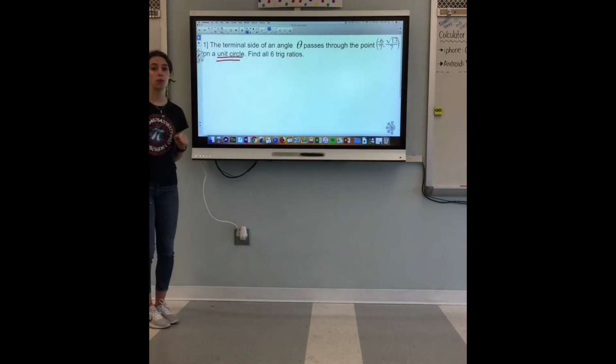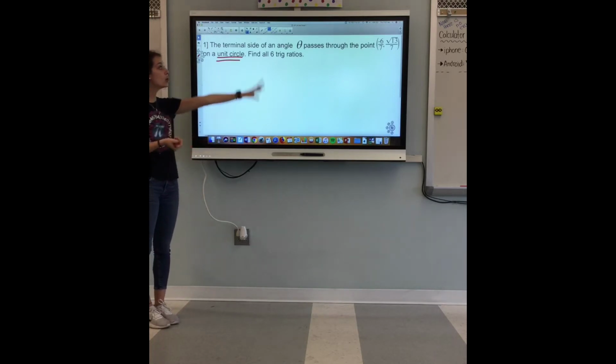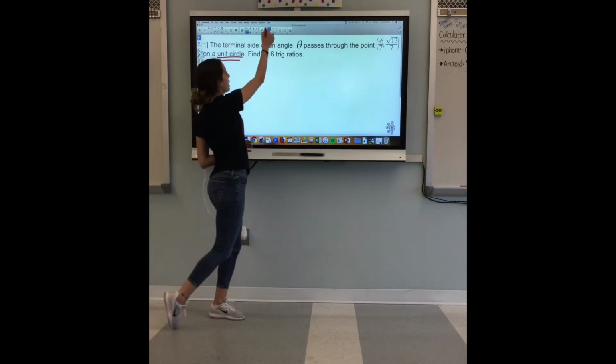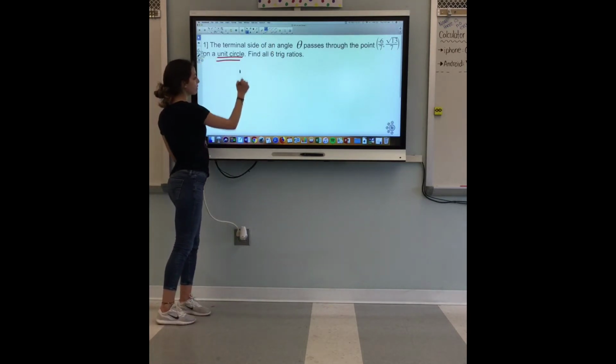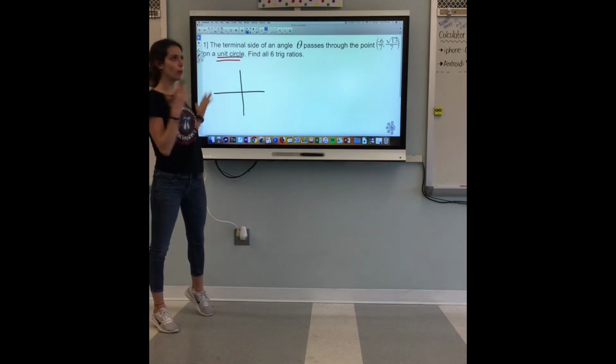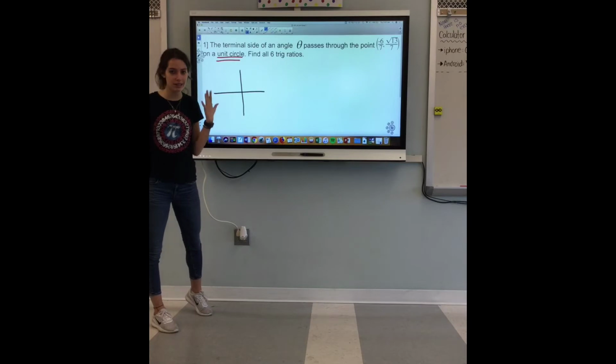Extremely, extremely important. And it tells us to find all 6 trig ratios. So we were given a point. Let's see what this looks like. Now, it might be a little bit harder to graph this point because it's a fraction and some square root of 13. Where is that?